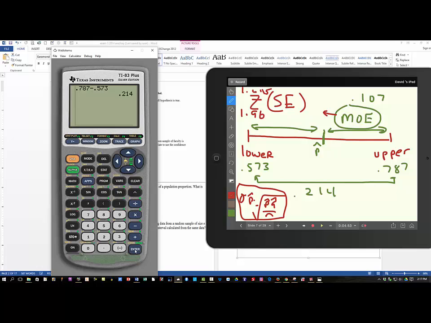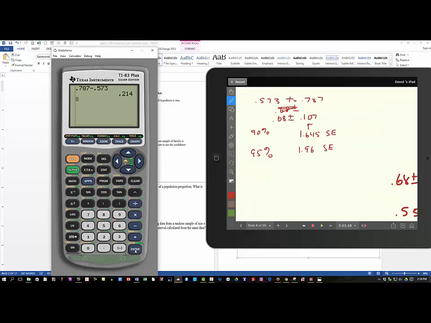So if you're pretty good at math, you probably can already see what the easiest way to do this would be: take the 0.107 and multiply it by the ratio of the new z to the old z, 1.96 over 1.645. Let me go into my next page here.